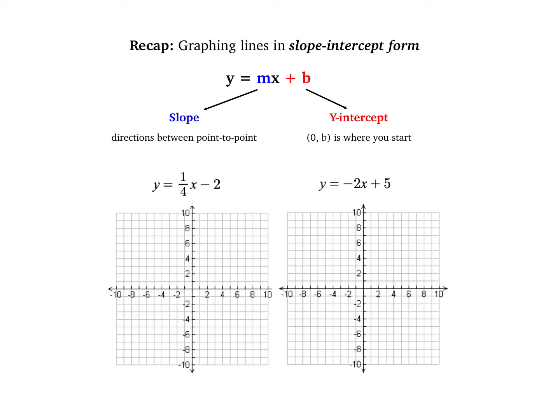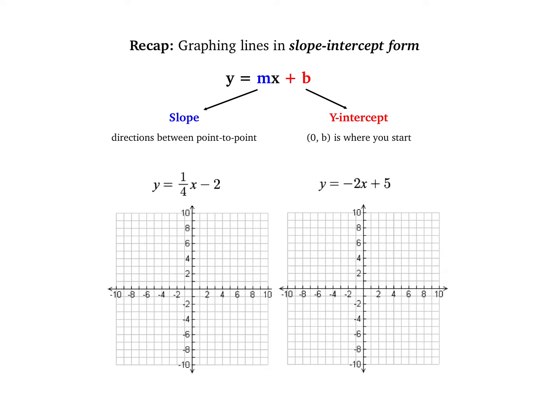So just to recap on what most linear equations look like, they come in slope-intercept form. The coefficient of x tells us the slope, which is the rate between point to point. So we learned that graphing is the direction from point to point. And then the constant is your y-intercept, or where to start.